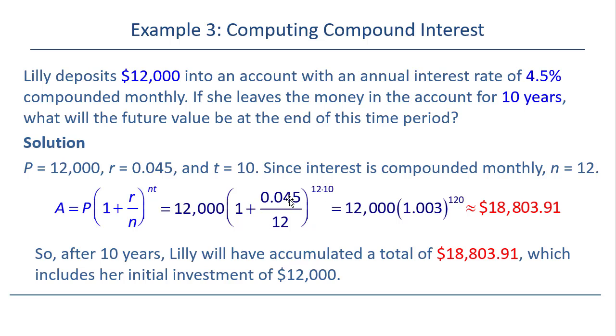You do the math, right? 0.045, you divide that by 12, you add that to 1, you get 1.003 if you rounded. And then you raise that to 120, you multiply it by 12,000, and at the end of 10 years, she would have roughly $18,800 and almost $804 in the account. So she basically made $6,800 in interest. So remember, interest is powerful. It can be powerful when you owe money, but it can also be powerful when you're saving money.